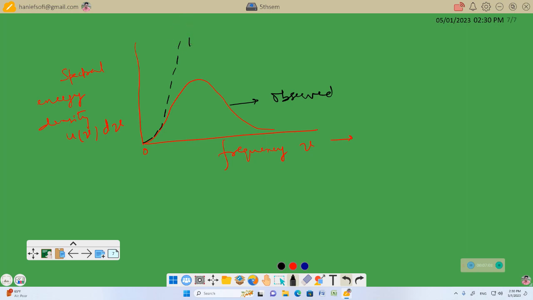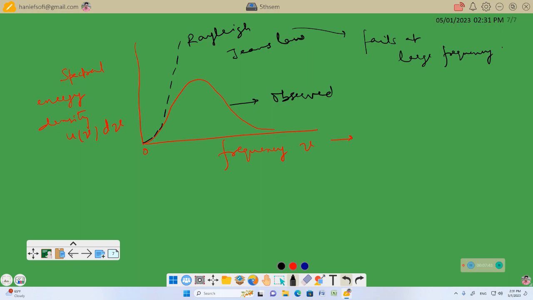This is what we get if we use Rayleigh-Jeans law. So you can see Rayleigh-Jeans law fails for high frequencies. We write: fails at large frequency and is okay at low frequency. At low frequency, the curve for Rayleigh-Jeans law matches or coincides with the observed curve.